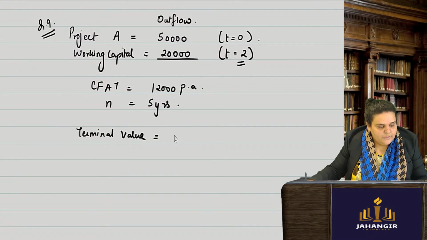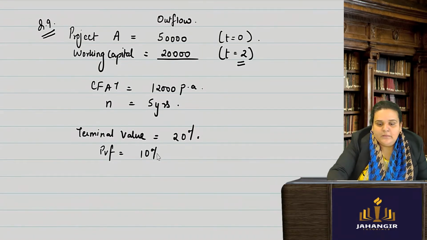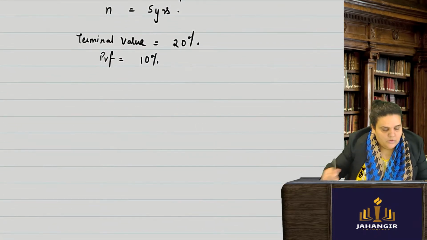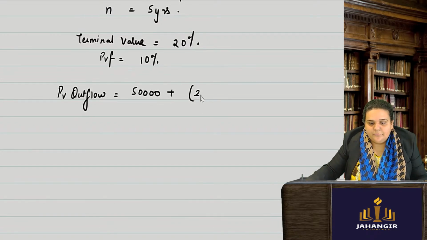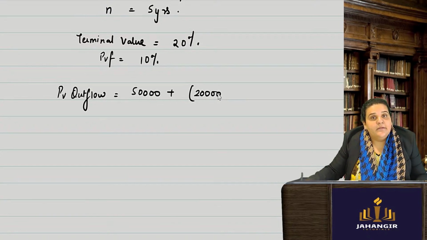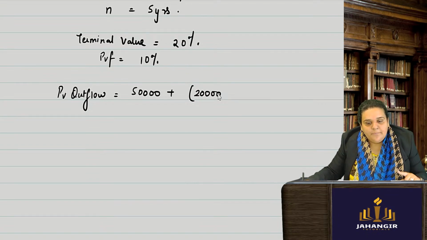Terminal value is equal to 20%. And the PV factor is given as 10%. So first I will find my present value of the outflow. First is 50,000, which is the cost, and second one is 20,000 working capital, but it is going to start in the second year. So I will have to take the PV factor of 10% in the second year.